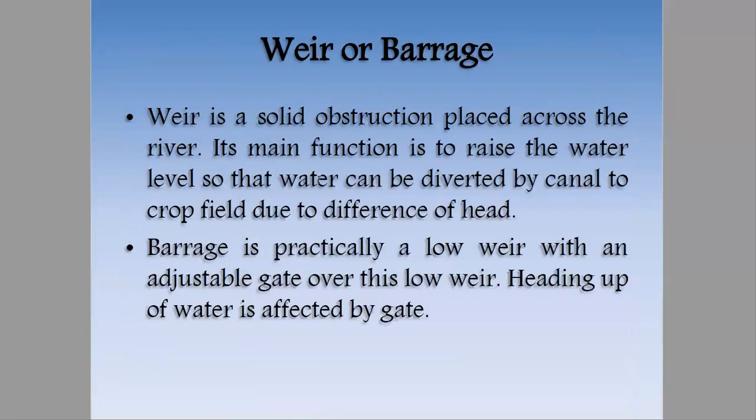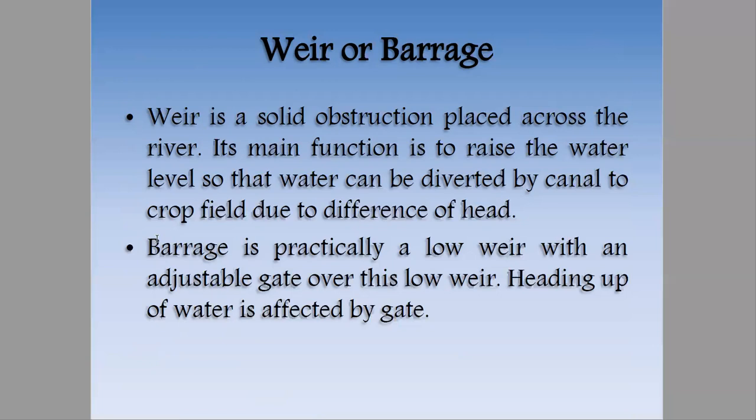So weir is a solid obstruction placed across a river. Its main function is to raise the water level. Now you understand this. So the water can be diverted by a canal to the crop field due to the difference of height. The most important function of diversion headwork is to raise the water level so that water flows to the crop field due to the difference of height, so that no external head source, that is pumping effect, is required.